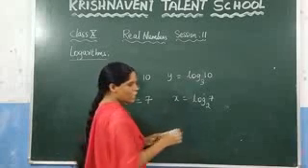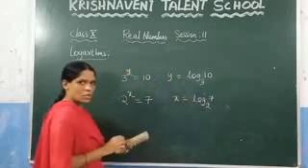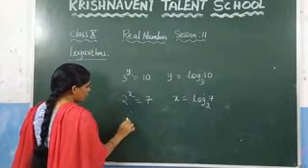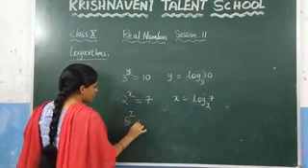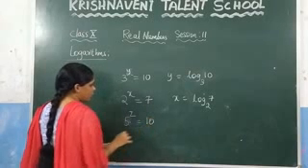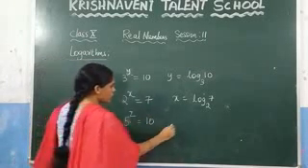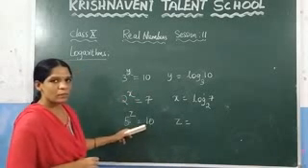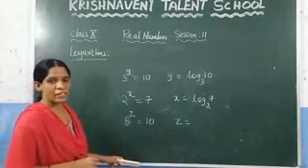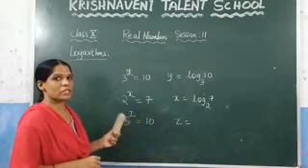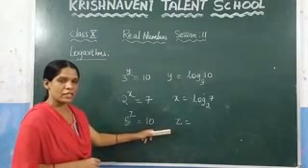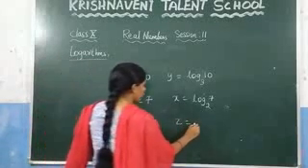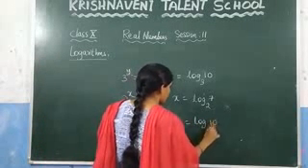This one, how will you read? Log 7 to the base 2. Suppose here you have been given 5 power z is equal to 10. What is the value of z here? You can write it by using logarithms, because we cannot express this 10 with the base 5. So we cannot find the value of z by using exponents, but we can find the value of z by using the logarithm form. So what is the value of z here? Log 10 to the base 5.